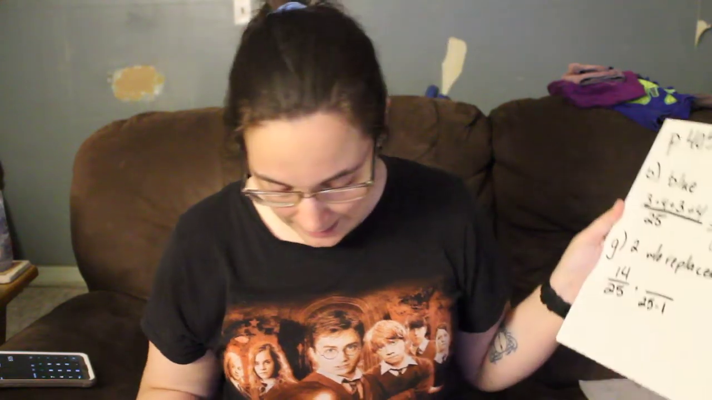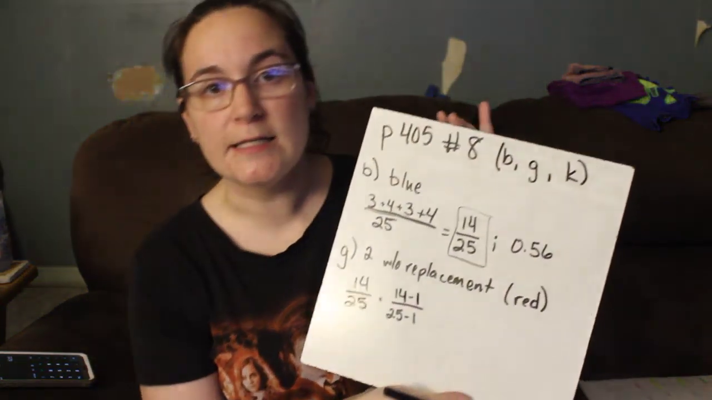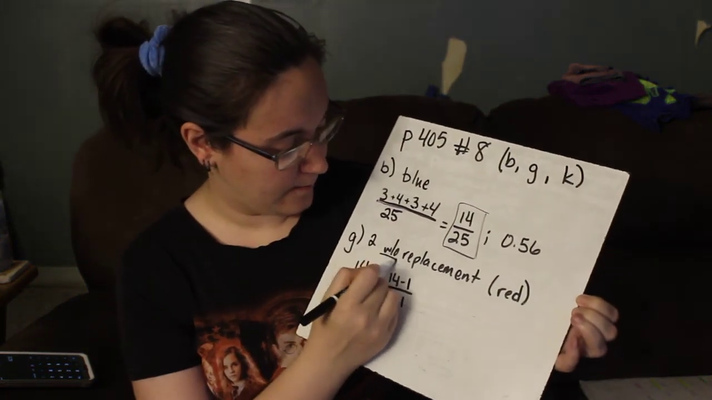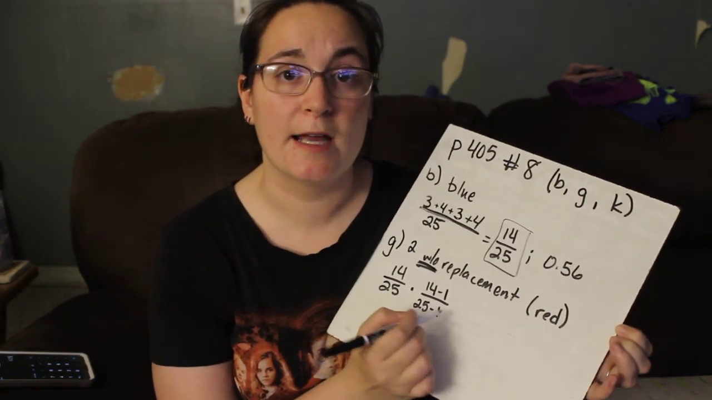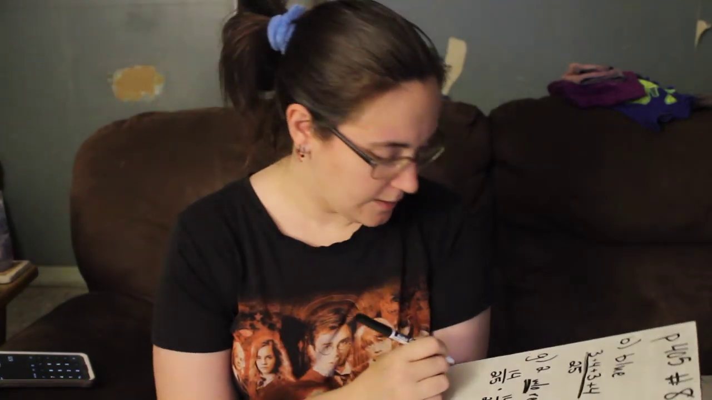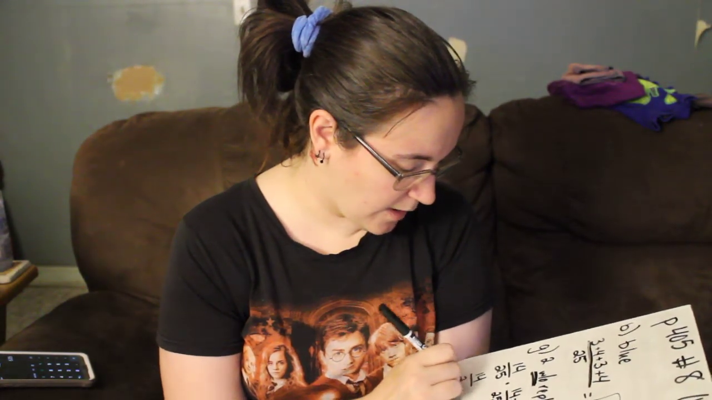But now I have already taken out 1 red. So I now have 1 less marble. So I have 25 minus 1, and I also have 1 less red marble. So I've got 14 minus 1. Okay? Do you see what I did there? It was without replacement. I'm not replacing it, so I have 1 less marble in each category because I have 1 less overall and I have 1 less red. So this is going to be 14 over 25 times 13 over 24.